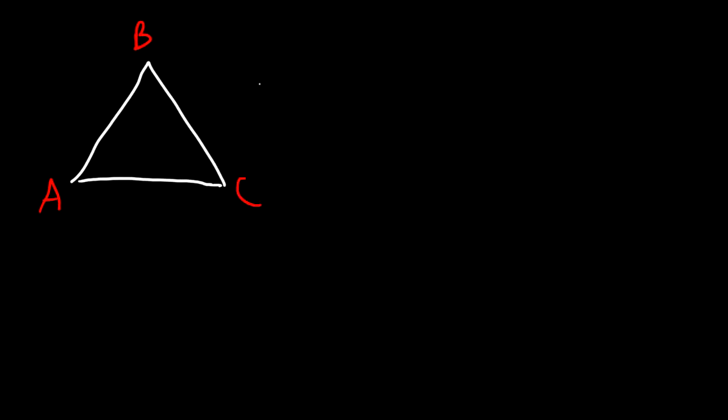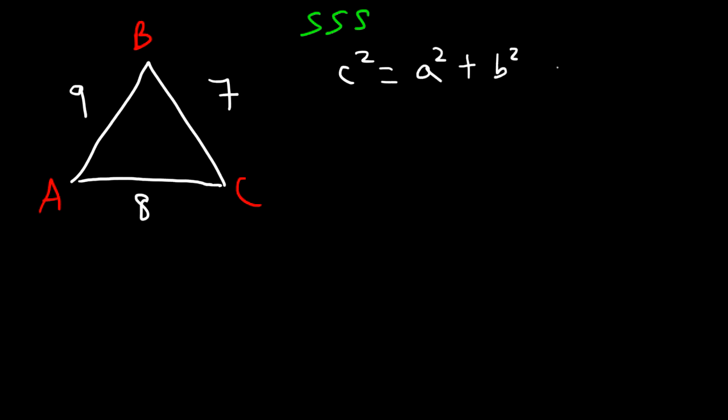Let's say that side A is 7, side B is 8, side C is 9. Use the law of cosines to solve the triangle. So this time, we have all three sides. So what we have is a side, side, side triangle. Let's start with this formula. C squared is equal to A squared plus B squared minus 2AB cosine of angle C.